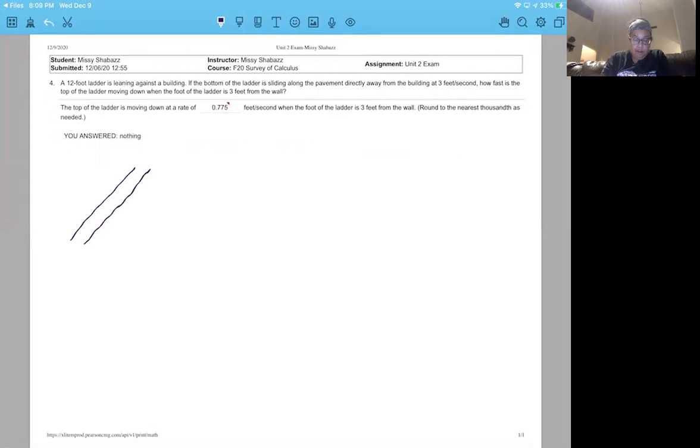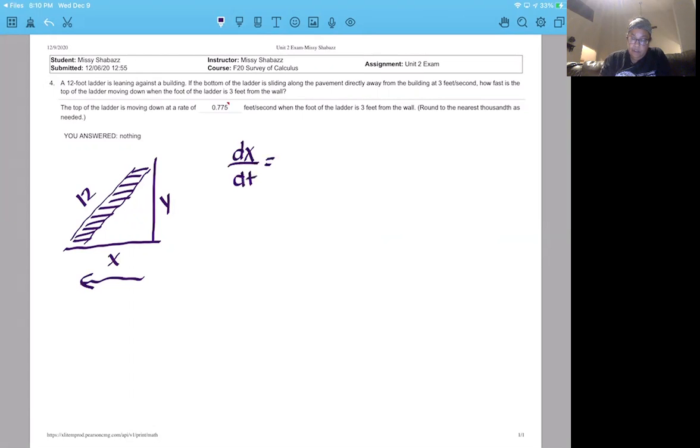So this is my ladder, and here's my wall, and here is the bottom. They say my ladder is 12 feet exactly. The bottom of the ladder, let's call this side X and let's call this side Y. The bottom of the ladder is sliding along the pavement directly away from the building at 3 feet per second, so it's moving this way. So dx dt is 3, and it's positive because that distance is getting larger.